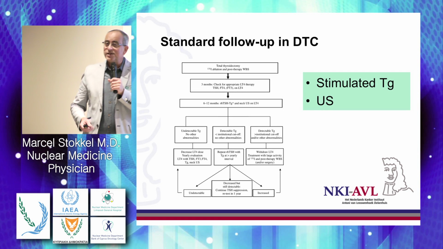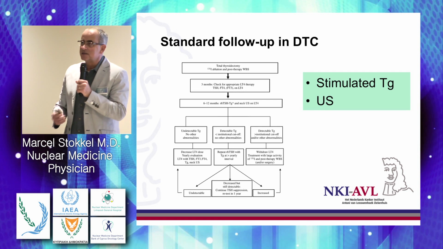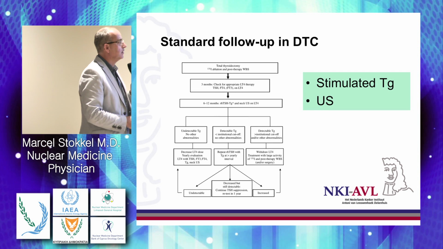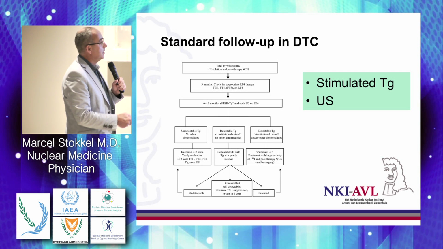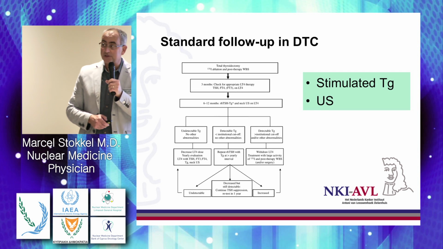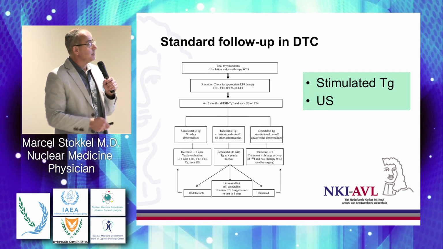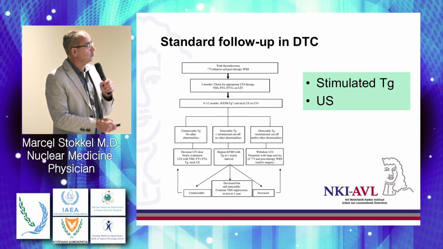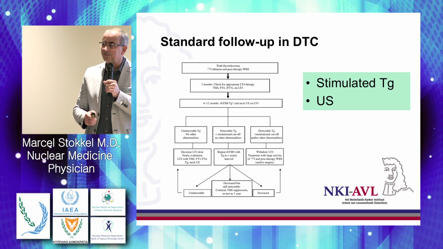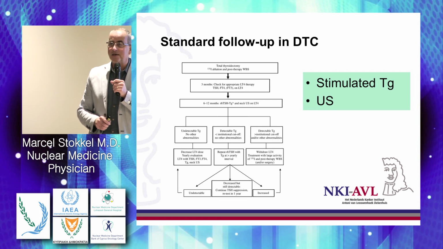So at the initial stage, the standard follow-up of thyroid cancer is not so difficult. You have to rely on very common tests, and the two most important tests in the standard follow-up strategy of differentiated thyroid cancer are the stimulated thyroglobulin test and ultrasonography. And if they are both negative, there are no signs of recurrence, and you can send the patient safely home.